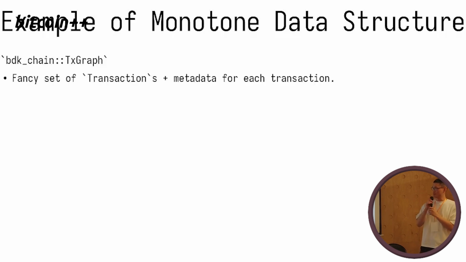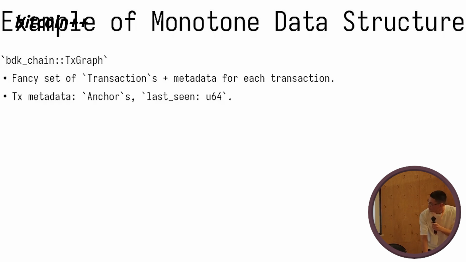An example of a monotone data structure is called the transaction graph. It's basically a fancy set of transactions plus some metadata. There are only two types of metadata in addition to the transactions on the graph. It's anchors, which we just talked about. Anchors basically say that if that block is in the chain, then our transaction is in the chain. And also we have last seen, which means last seen in the network.